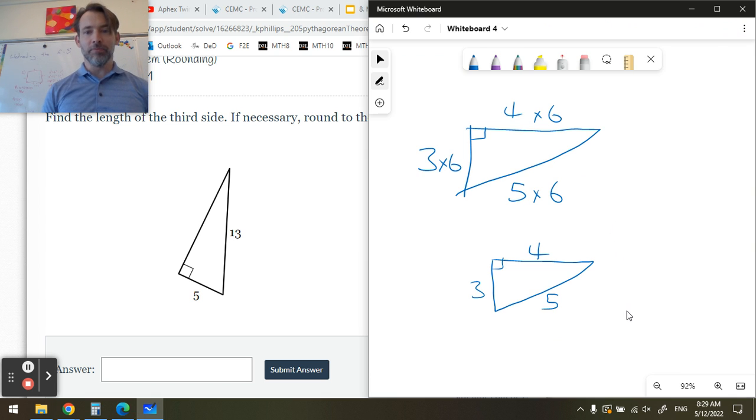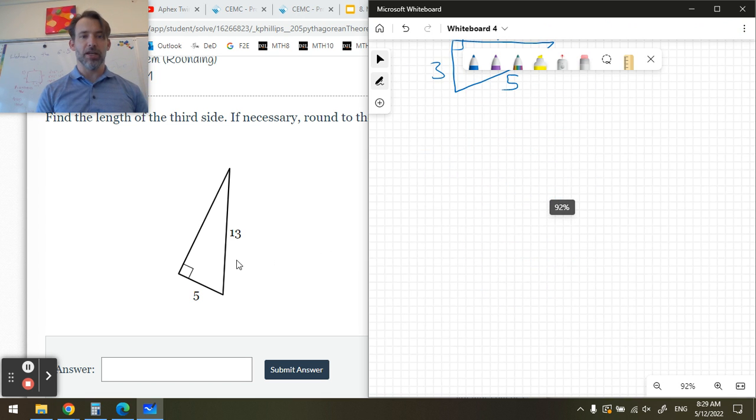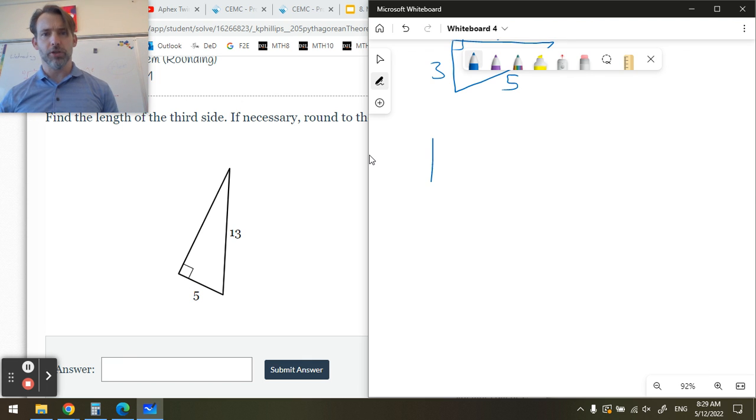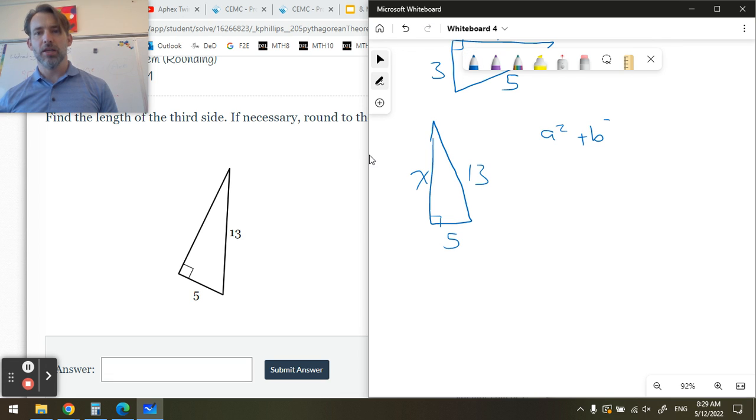Okay, so now we're being asked to find the length of this side. So it can help to copy down the triangle for sure. Just do your best diagram. Call the unknown side some letter. X is a classic. And then 5 and 13. Copy down your formula. A squared plus b squared equals c squared. And then you're going to go ahead and sub in.